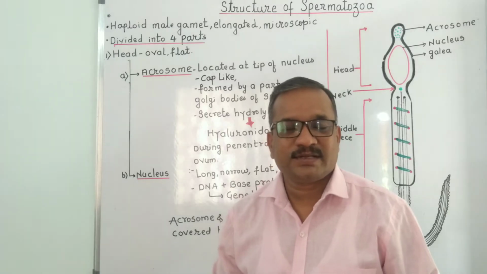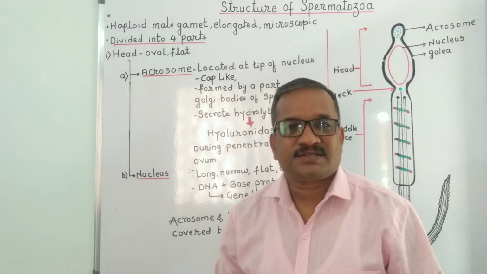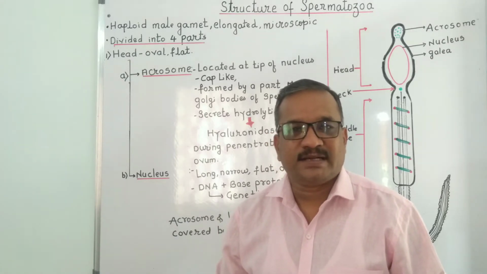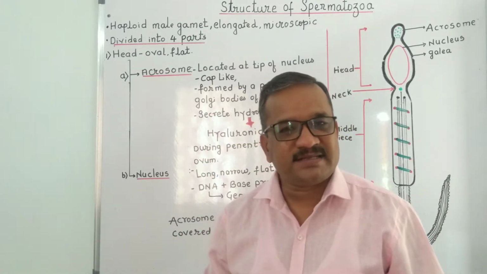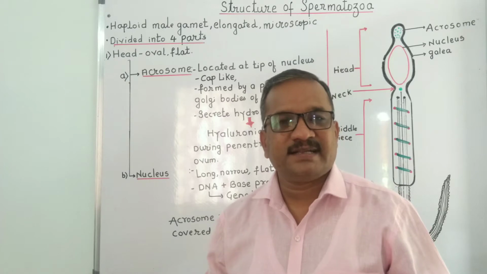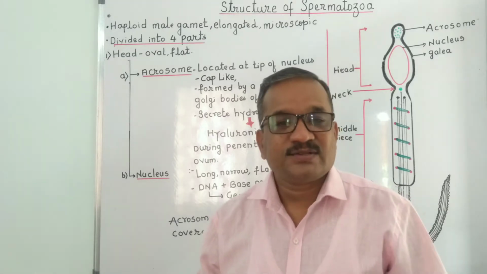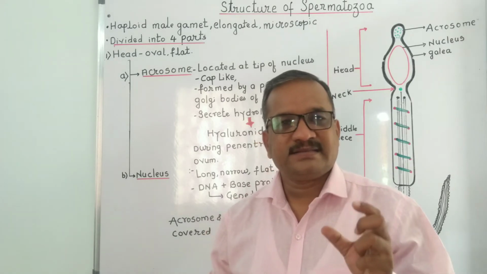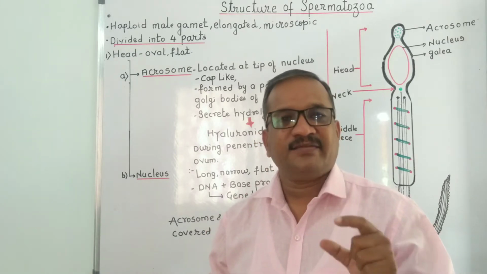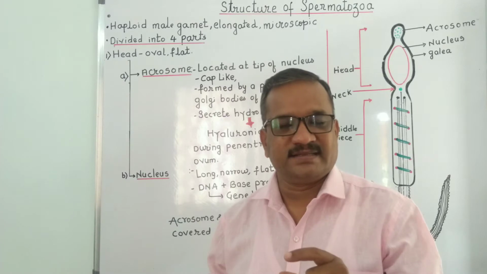So hello students, today we are going to see the structure of spermatozoa. As we know, gametogenesis means the formation of gametes, and gametes are present inside the gonads. So what do you mean by gonads? As we know, a male consists of testes and a female consists of ovaries.